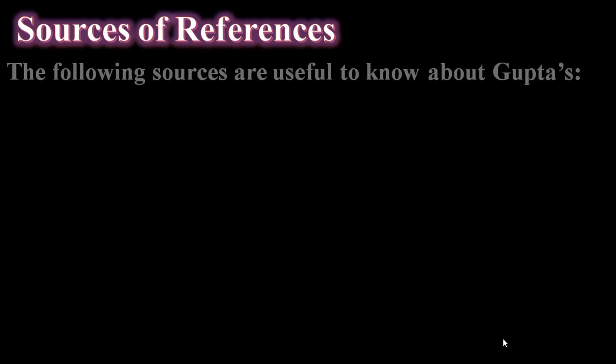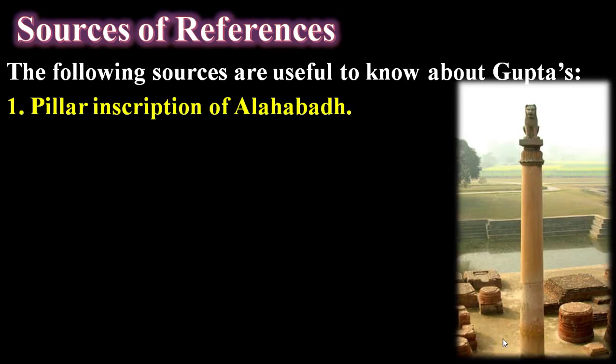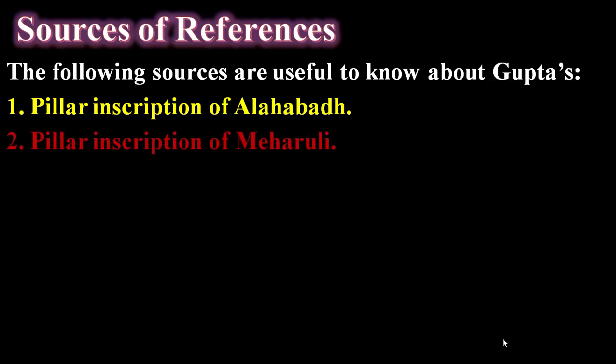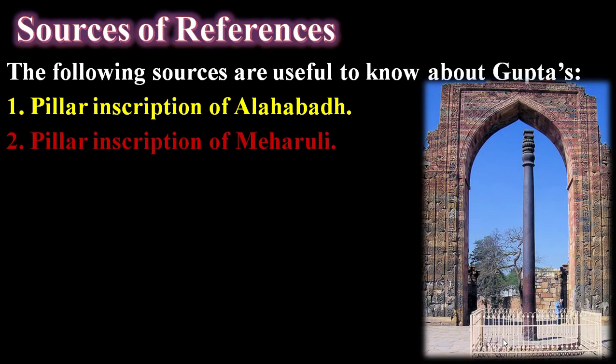Now let's get information about the sources of reference to know more about the Guptas. The pillar inscription of Allahabad provides information about the Guptas. And then the pillar inscription of Mehrauli. What you are seeing is the iron pillar at Mehrauli in Delhi, near Qutub Minar, which is very important.